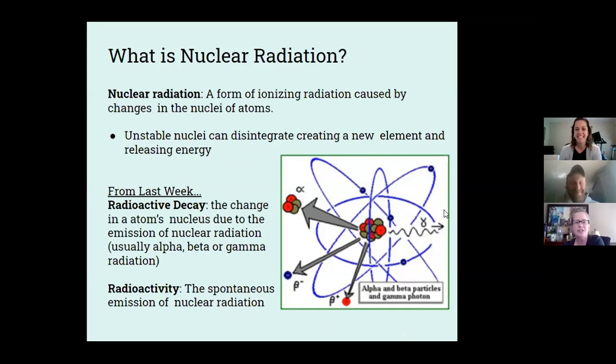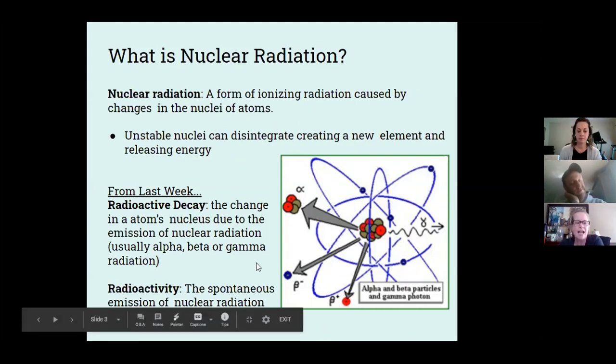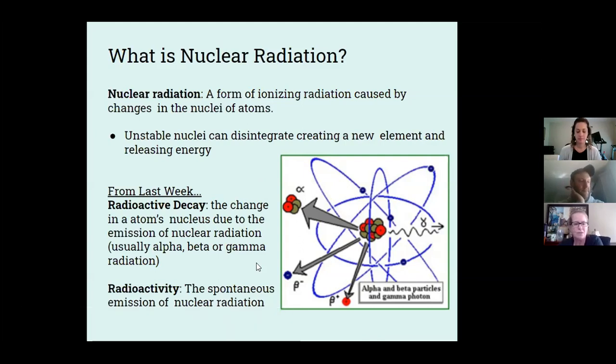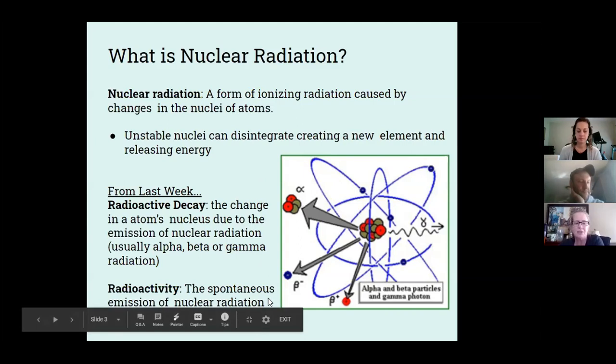So nuclear radiation is a form of ionizing radiation caused by changes in the nuclei. We've started with that already, right? We have the unstable nuclei, and it's going to break down into a new element, and it's going to release energy. Radioactive decay from last week is the change in the nucleus as a result of emitting particles and energy, usually alpha, beta, or gamma. We mentioned those last week. And then there's radioactivity, and that's the spontaneous emission. So it happens randomly on its own, not started by anything else.